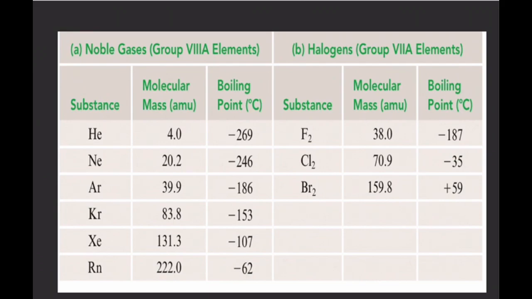In the same way, when we are discussing halogens, fluorine, chlorine, bromine and iodine, in the case of fluorine, chlorine and bromine, if we discuss the boiling point, as we move down the group their molar mass is continuously increasing.